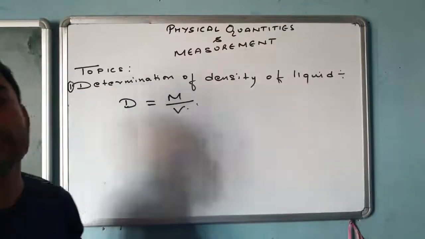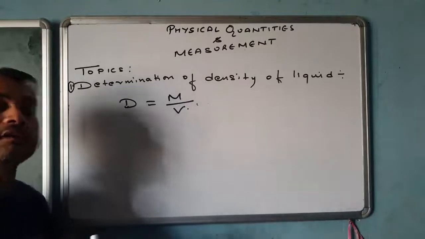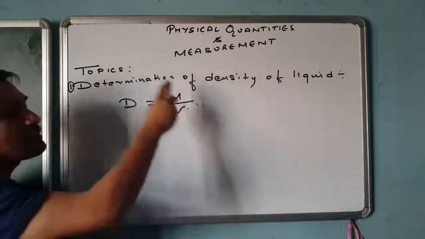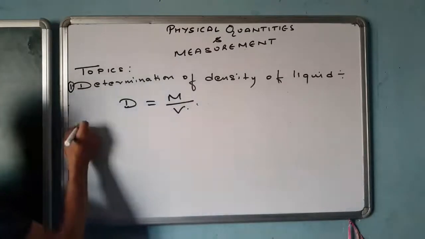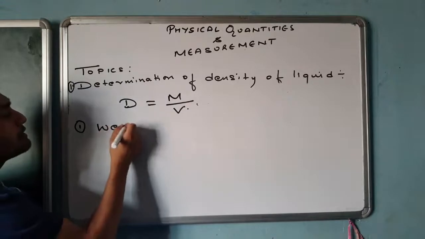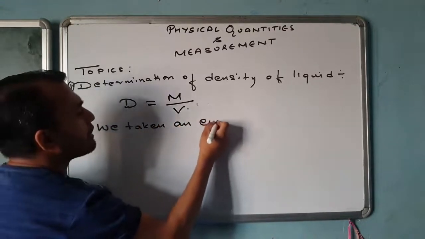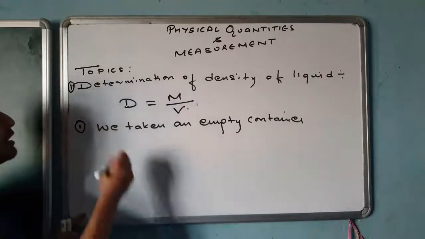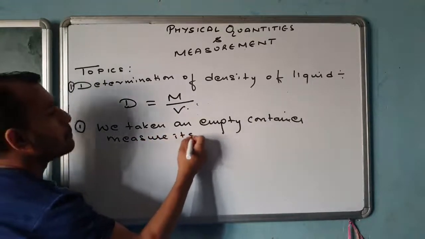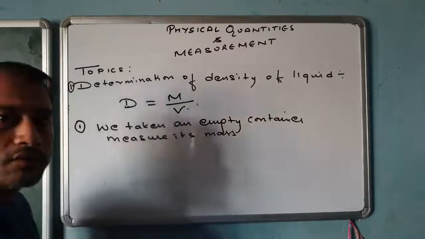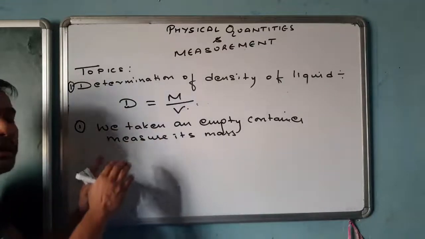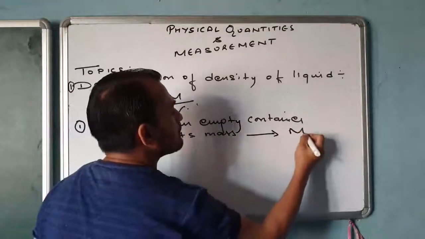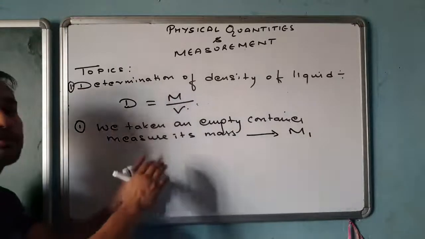There is an indirect method by which the mass of the liquid can be determined. Mind you, when I say liquid, it includes water as well as other liquids. To measure the mass of a liquid, number one, we take an empty container and measure its mass using the physical balance or a beam balance. Once we measure the mass of the empty container, we mark this as M1.